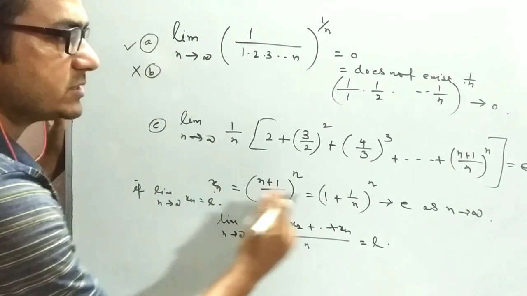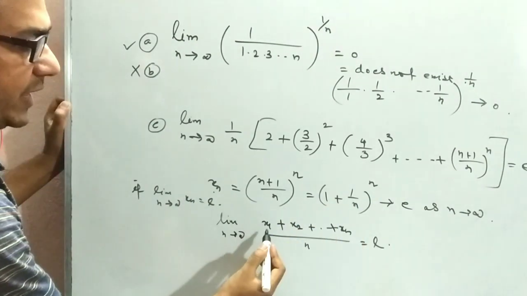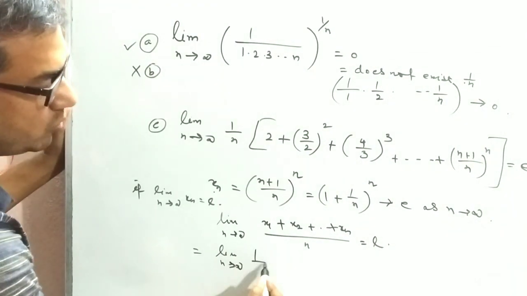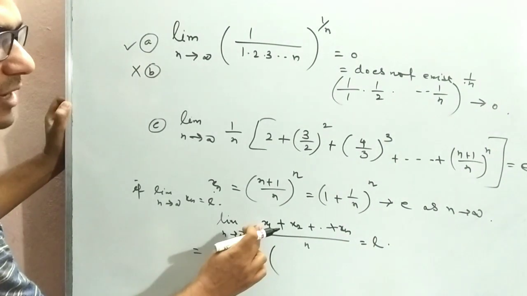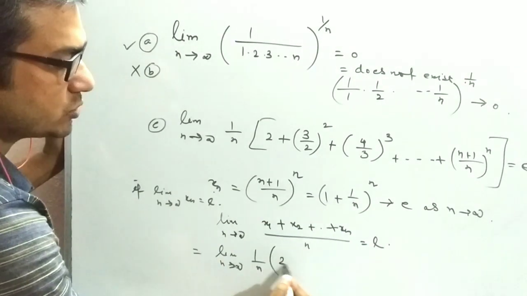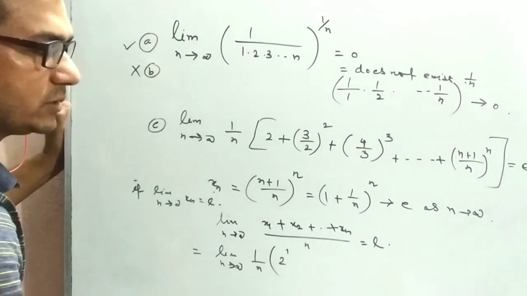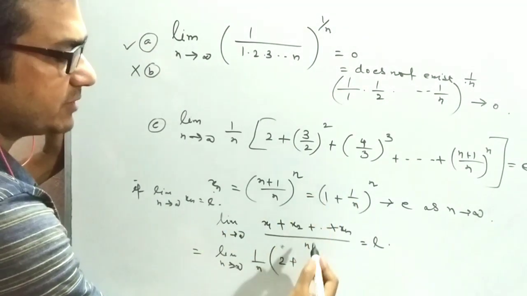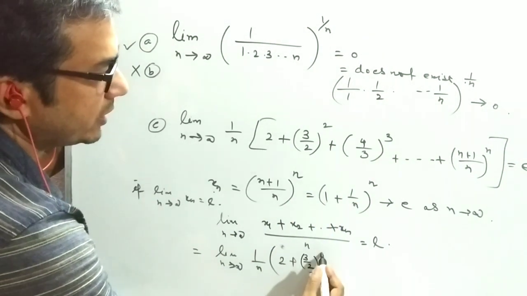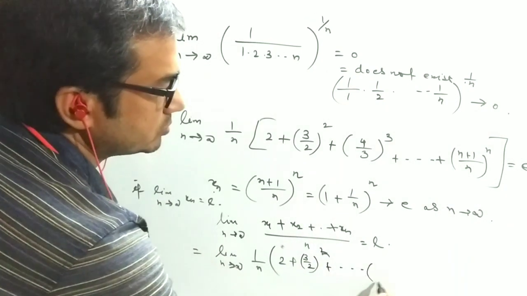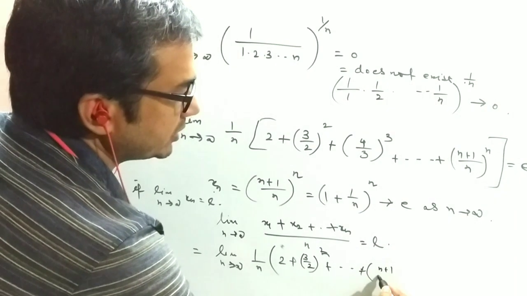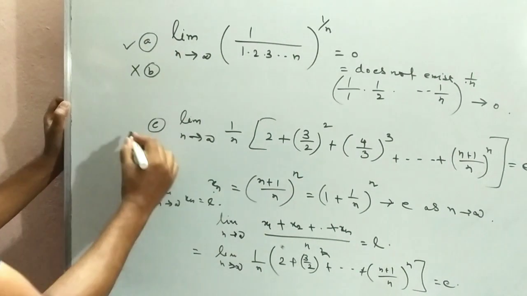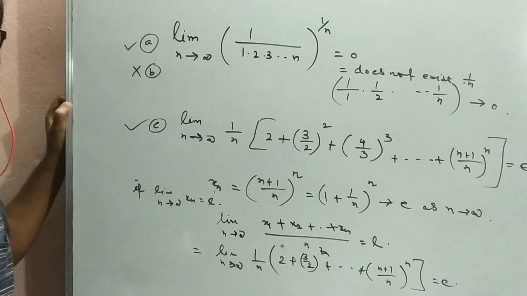But here this is e, and x1 means 1 plus 1, that is 2 to the power 1, that is 2, plus x2 means 1 plus half, that is 3 by 2 to the power 2, up to the last (n plus 1 by n) to the power n equal to e. So the option C is also correct.